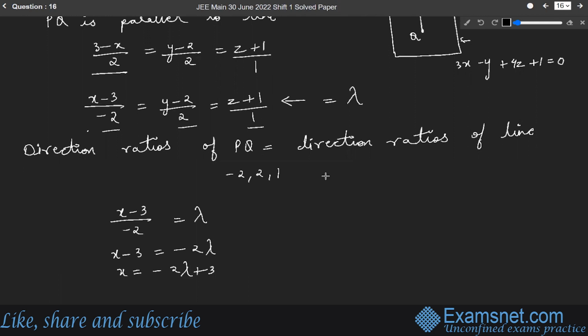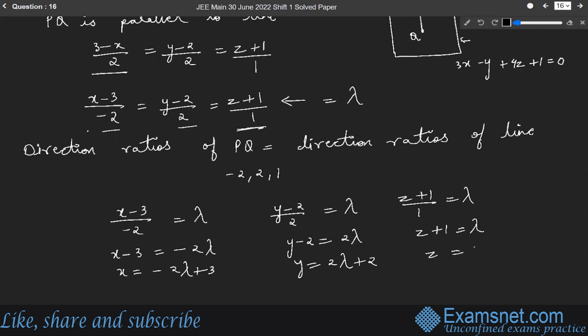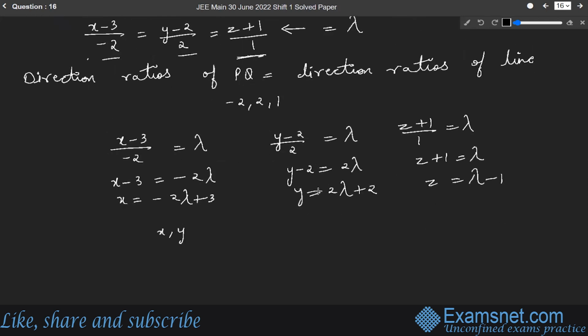Similarly, when we equate the second term, what is the second term? (y minus 2) upon 2 is equal to lambda. Then we get the coordinate for y. So y minus 2 will be equal to 2 lambda on cross multiplying. So y will be equal to 2 lambda plus 2. Similarly, equating the last term, which is (z plus 1) upon 1 is equal to lambda. So on cross multiplying, z plus 1 will be equal to lambda and z will be equal to lambda minus 1. So we have the coordinates of x, y and z. What are the coordinates? Minus 2 lambda plus 3, 2 lambda plus 2 and lambda minus 1.